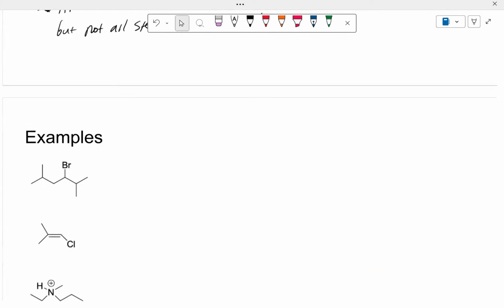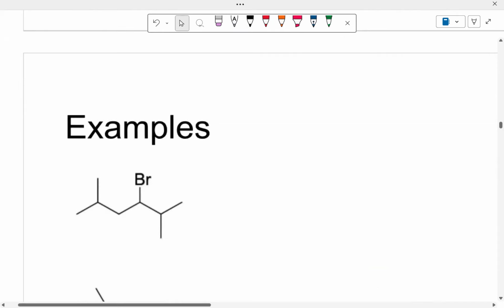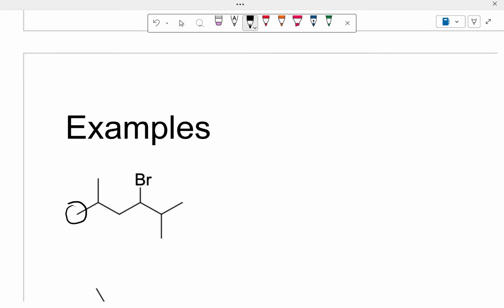So let's start with the first one. And I'm going to look at each carbon. Eventually, if you practice this enough, you'll be able to look and say right away, oh, I'm eliminating these possibilities. So I'm going to talk about all of these all at once right here.